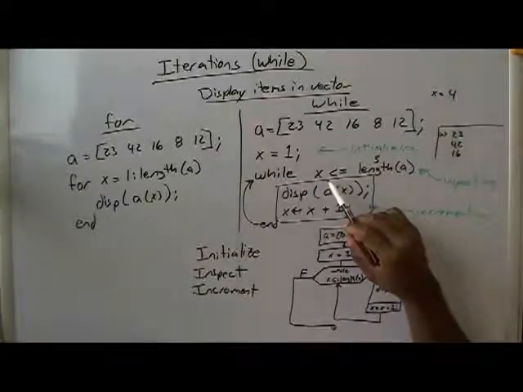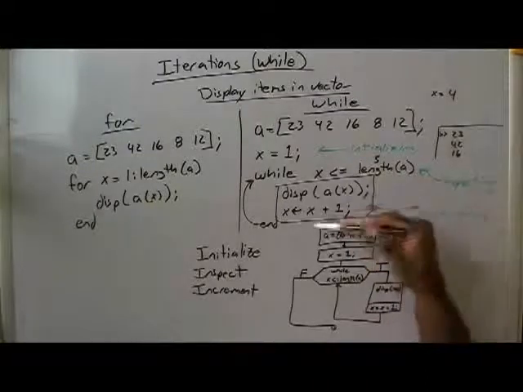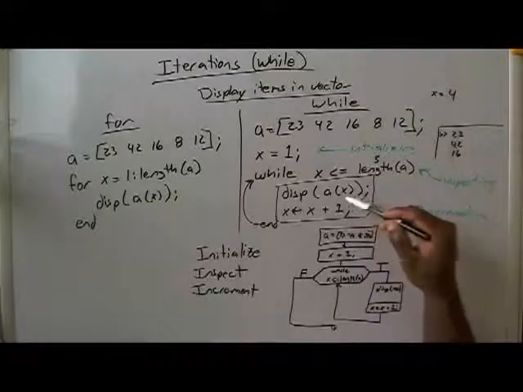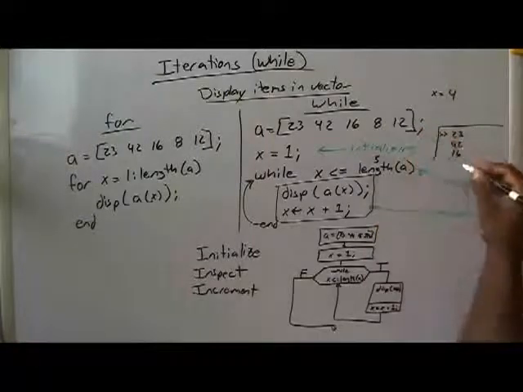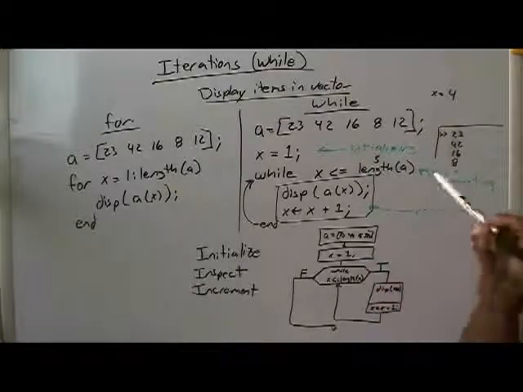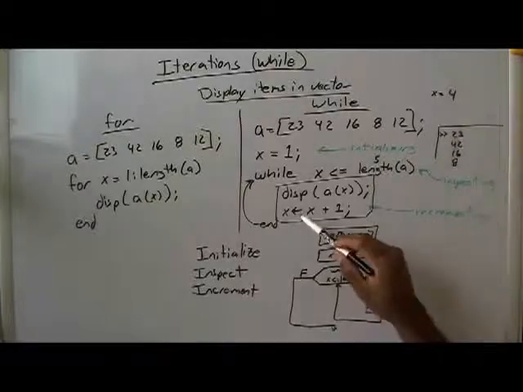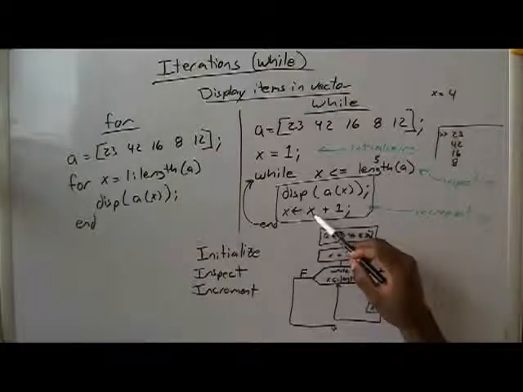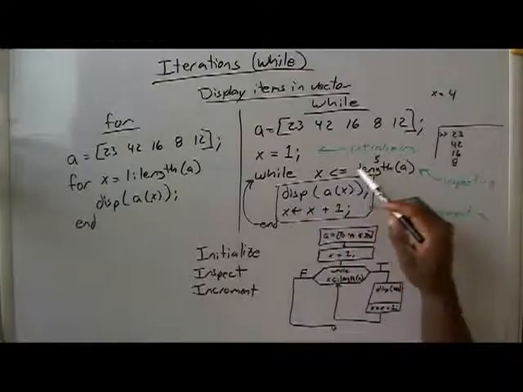Is x less than or equal to 5? Yes, it is. So we execute this code block again. We display a indexed at x, which x is now 4, so a indexed at x is 8. So 8 gets displayed in the command window. Then we come up here and we increment again. So the present value of x is 4 plus 1 is 5, so now x equals 5. Is 5 less than or equal to 5?